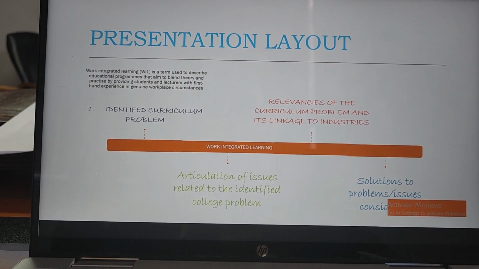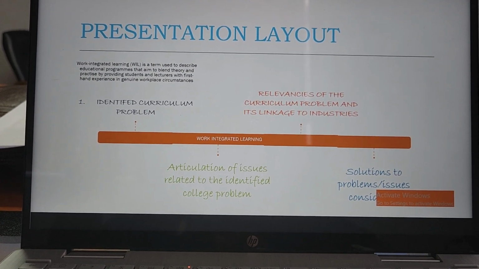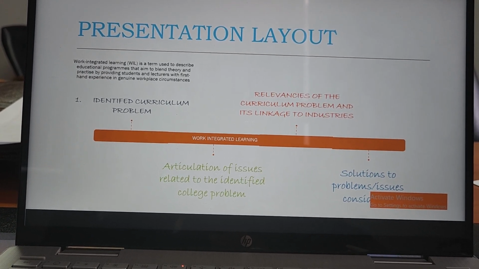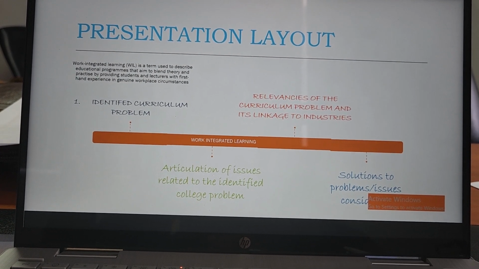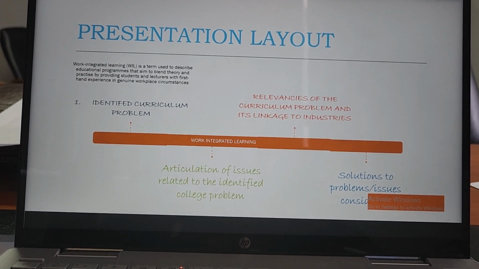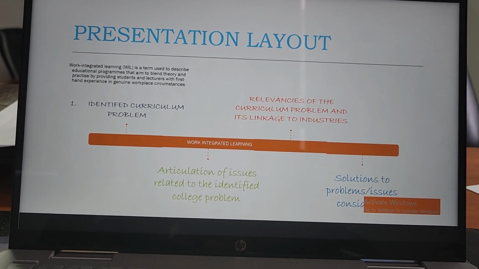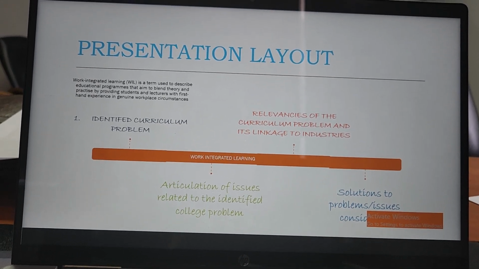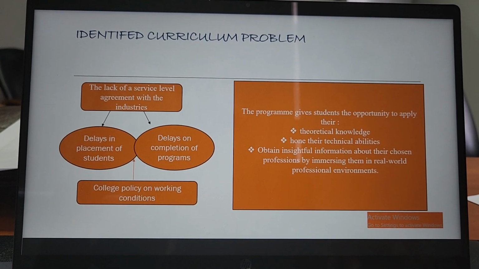Also, I will be touching base on the relevancy of the curriculum problem and its linkages to the industry. I'll also be looking at the articulation of issues related to the identified college problem. Lastly, I will look at solutions to the problems and issues that have been cited. The identifying of the curriculum problem.